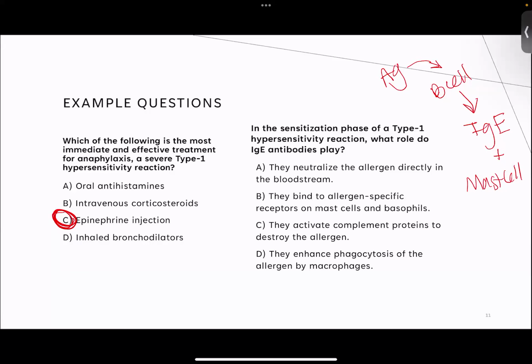So let's see what we can look through with our choices. Will IgE neutralize the antigen in the bloodstream? No, it's not going to directly do that. It's going to attach to the mast cell and then cause the mast cell to degranulate. So that's not our answer.